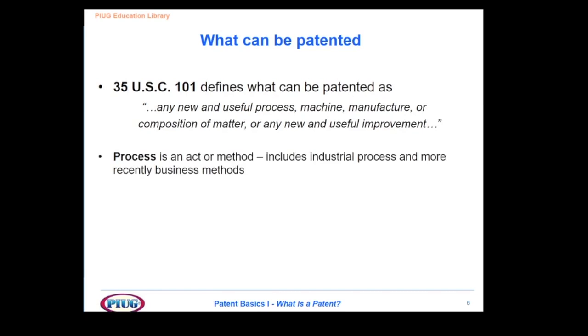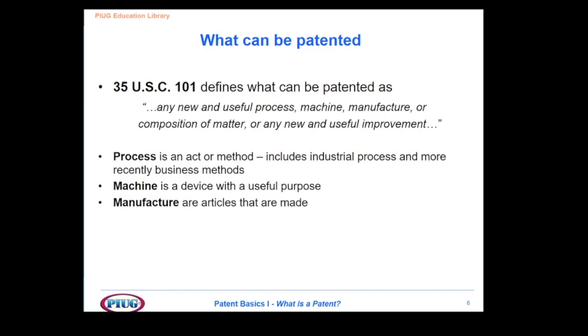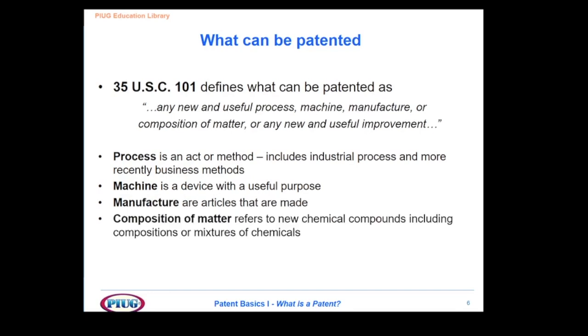A process is an act or method, including industrial processes and more recently business methods. Machine is a device with a useful purpose. Manufacture is articles that are made. And composition of matter usually refers to chemicals as new chemical compounds, but also includes compositions or mixtures of chemicals.